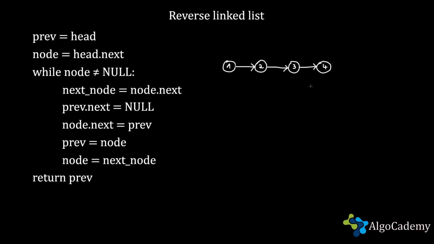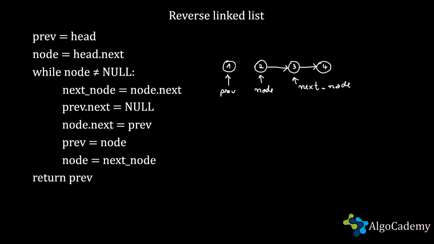Let's simulate it on this 4 nodes linked list. So prev is initially pointing to head. So here we have prev. Node points to the next node, which is here. So this is where node points. Then, while node is not null, what happens? Next node is going to be node next. So here we are going to have next node. Awesome. Prev next becomes null. So we basically removed this link.